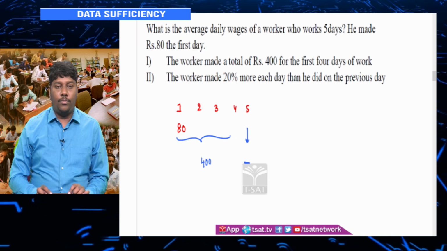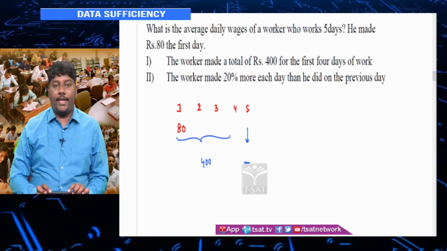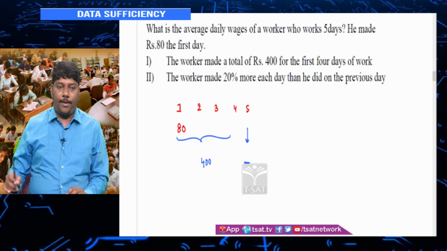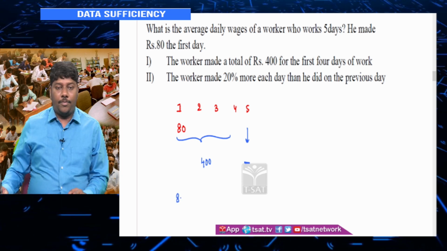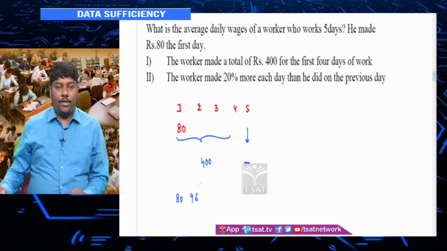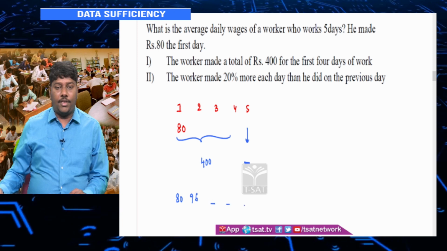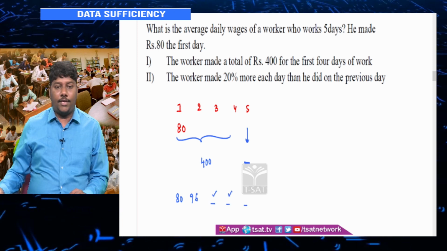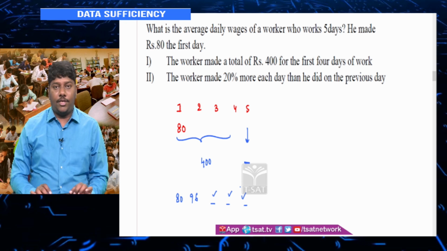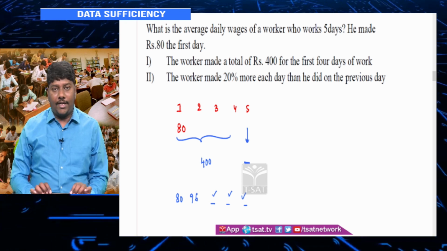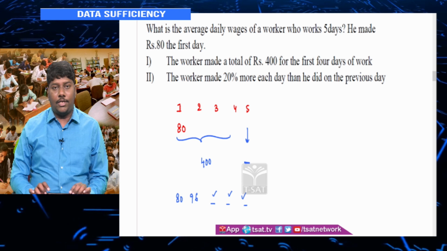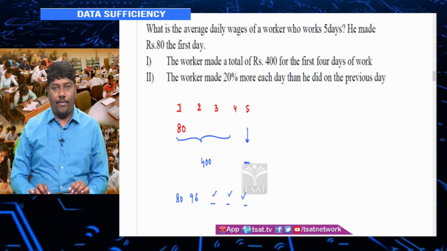Now, statement 2: the worker made 20% more each day than he did on the previous day. We know the first day is 80, 20% more is 96. Now, I don't need to find out 20%, 20%, 20% in these cases, but I definitely know the answer here, here, here. Each time you increase it by 20%. If you know the data for all 5 days, can I find out the average or not? Yes, I can find out the average.